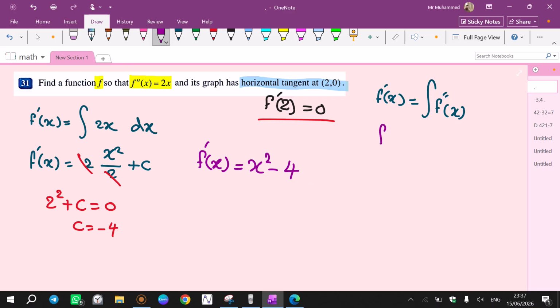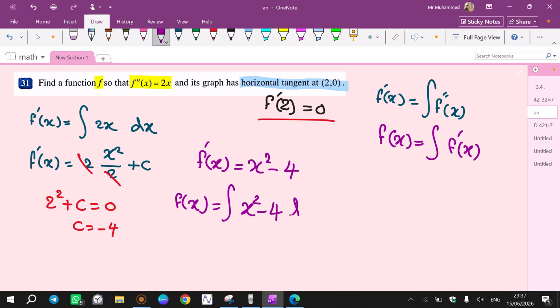To find f, I need to do integral of f prime. Alright, I do have f prime. Let's do integral. F x equal to integral x squared minus 4 dx. Integral of x squared is x power 3 over 3, minus 4 becomes 4x, and there's always plus c. How can I find plus c this time? How can I find the value of c this time?